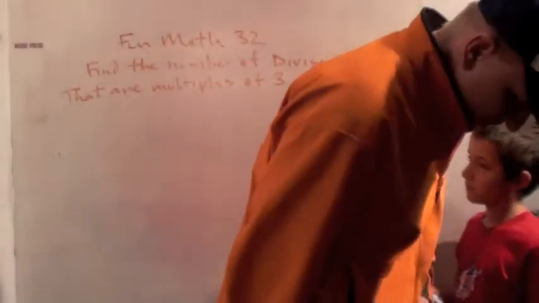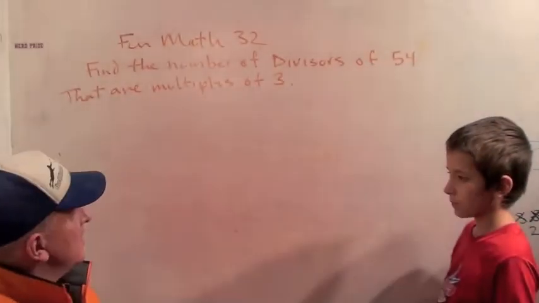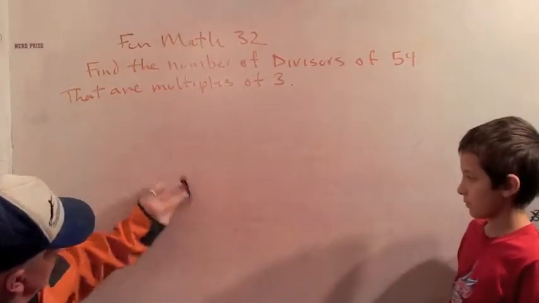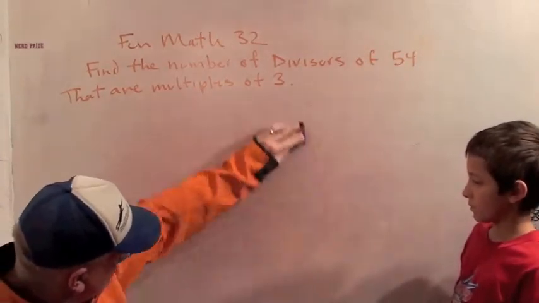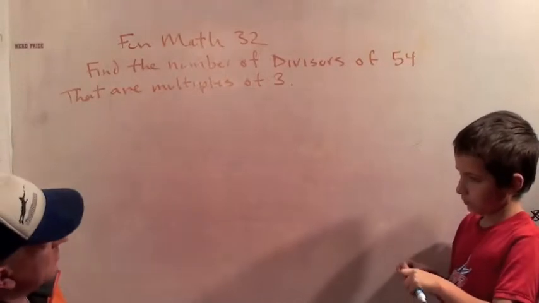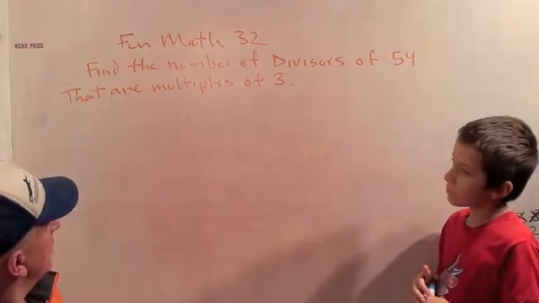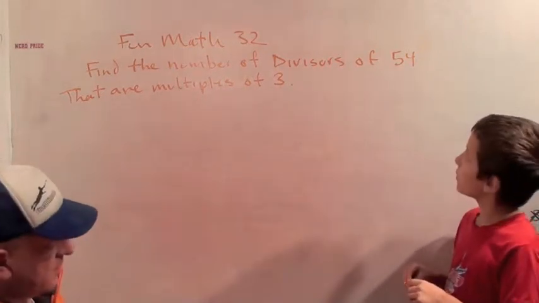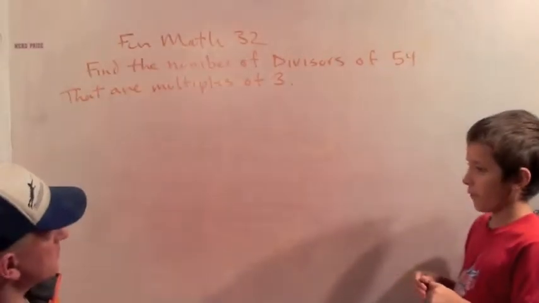Fun Math number 32. Yesterday we did a neat problem about counting the number of even divisors. Today we're going to do a problem about counting the divisors that are a multiple of 3. Find the number of divisors of 54 that are multiples of 3. Well, we need to factor 54 first.